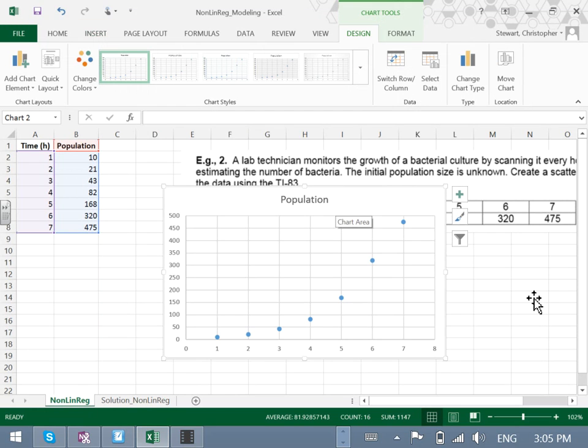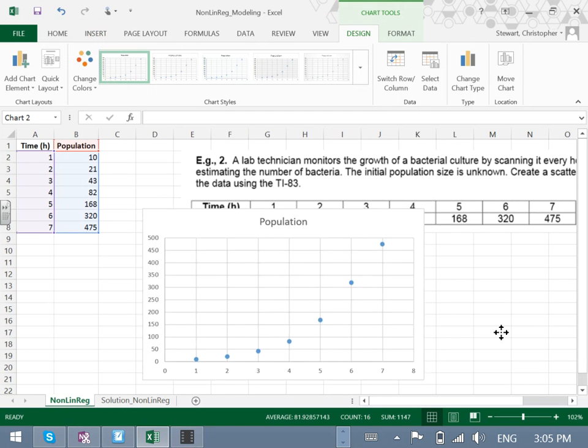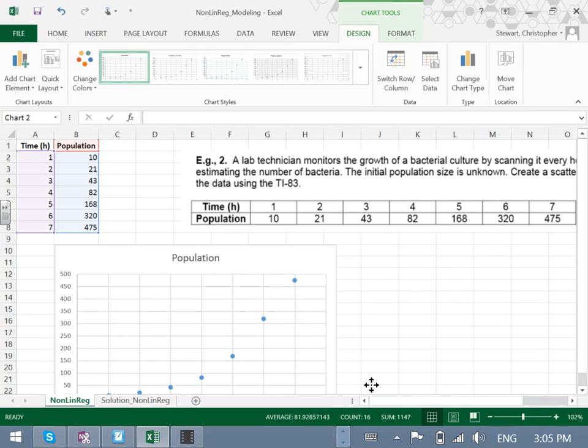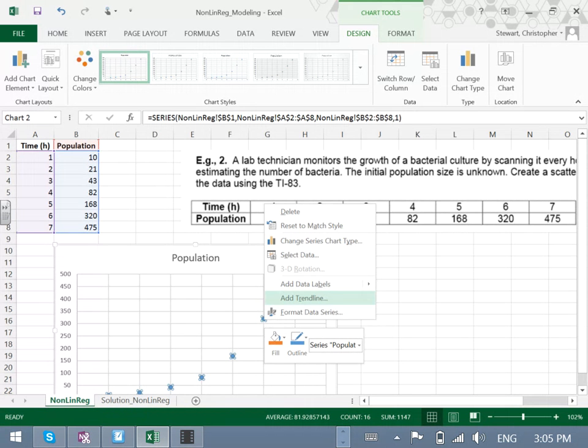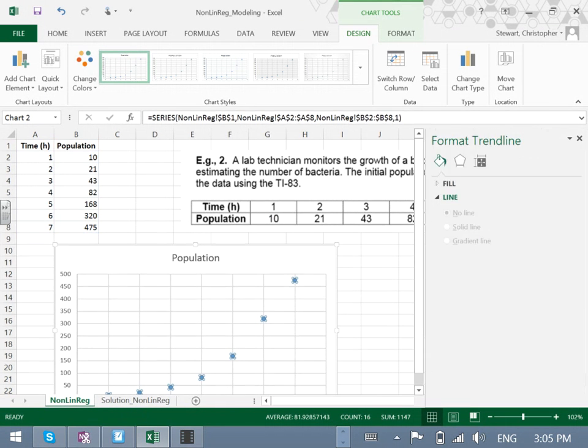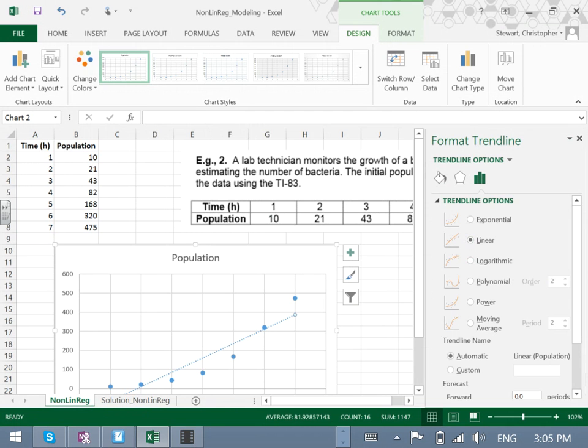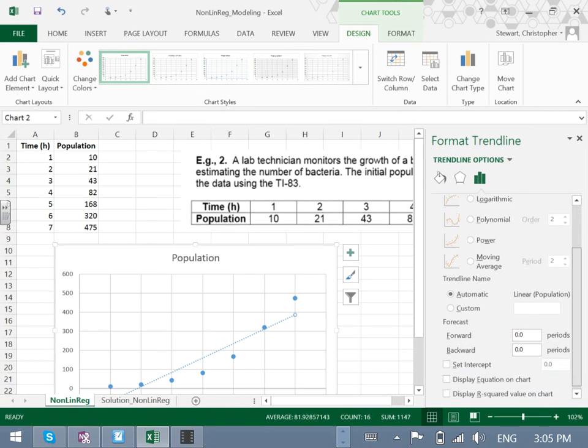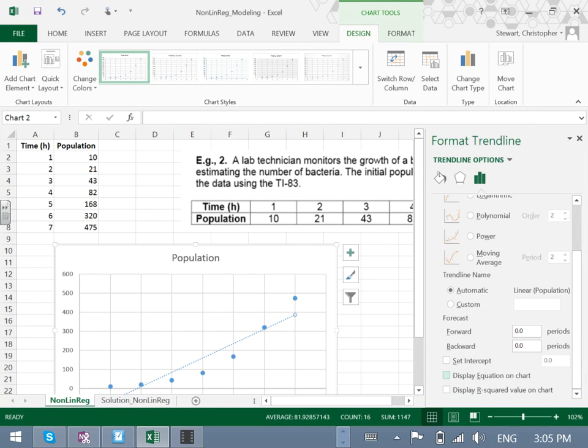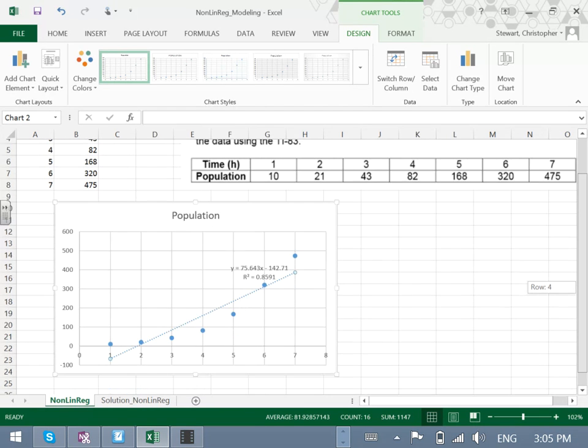I'm not going to take too much time to format the titles and the labels because that's really not the goal of the video. But I'm going to head into the chart space and add a trend line and make sure it's clicked on linear. We're not going to force the y-intercept, so we're going to let that be. We're going to display the equation as well as the R-squared value on the chart. I'm just going to close that for now, and we'll get back to the graph.